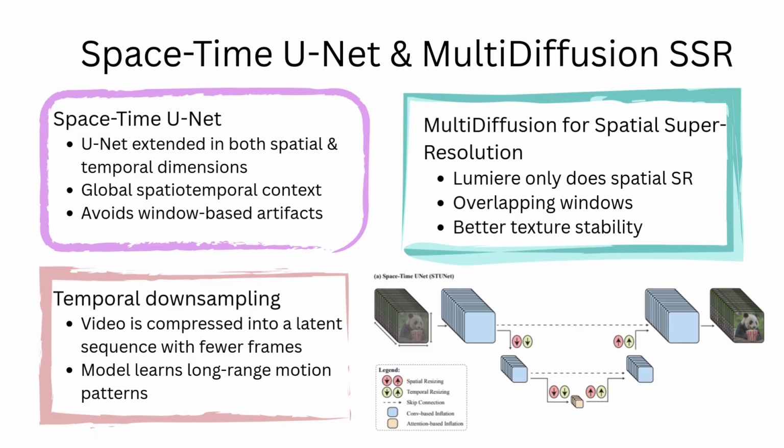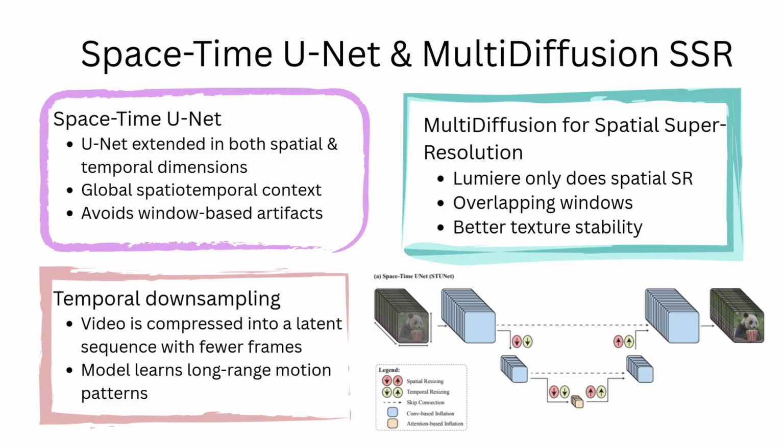It reduces the computational load by compressing the temporal dimensions during inference. It allows the long-range temporal dependencies to be captured at lower resolution and avoids the short temporal window problem found in other models. Now, the super resolution stage is also critical.